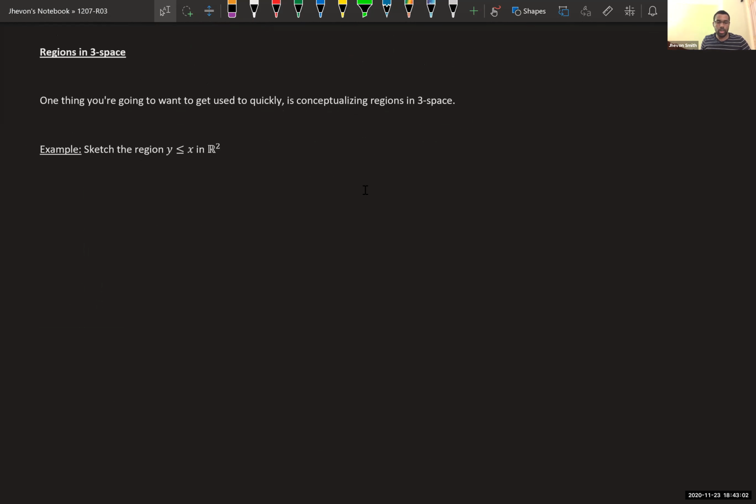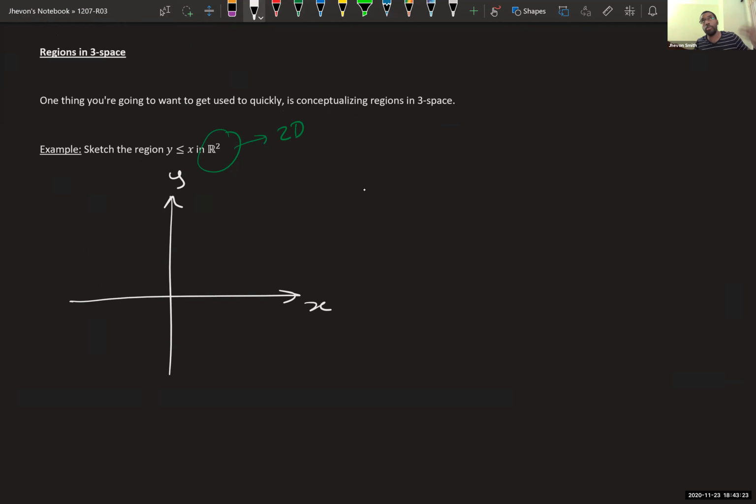Okay, regions. So now, again, 2D is often referred to as R2. So how do you sketch a region in 2D? Let's just remind ourselves. With the x and the y, if I wanted you to sketch y less than or equal to x, what you first do is imagine the inequality as an equality, and you sketch the line y equals x.